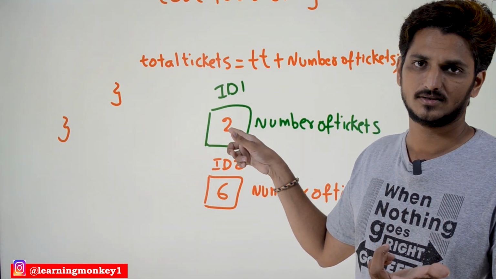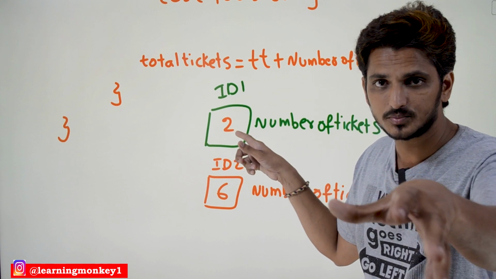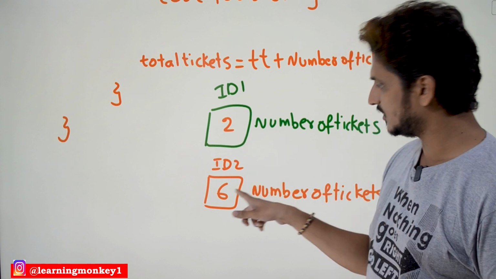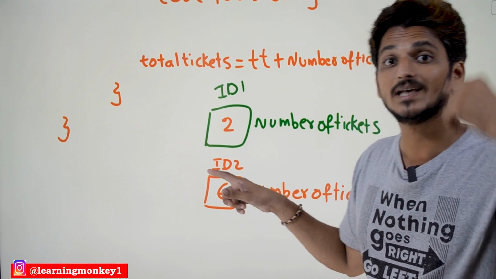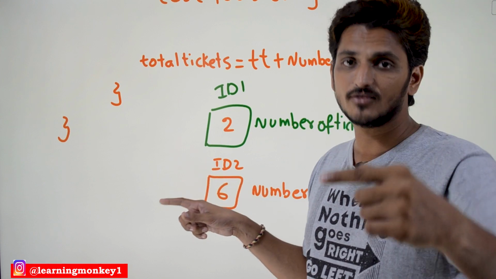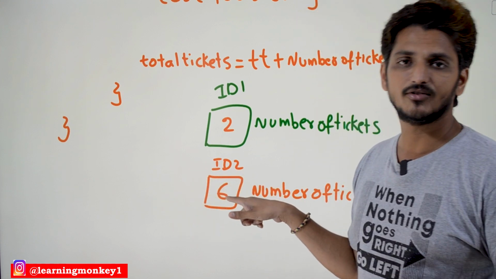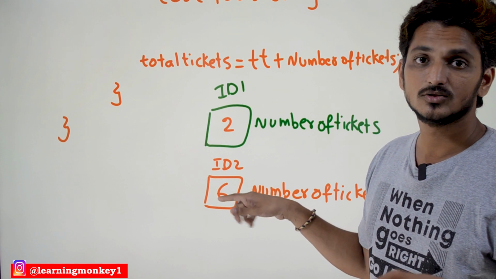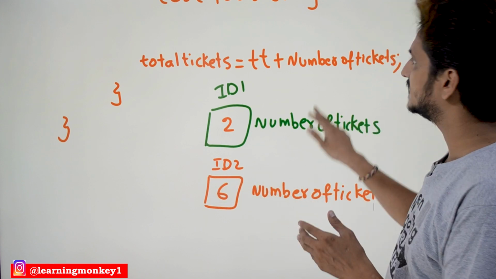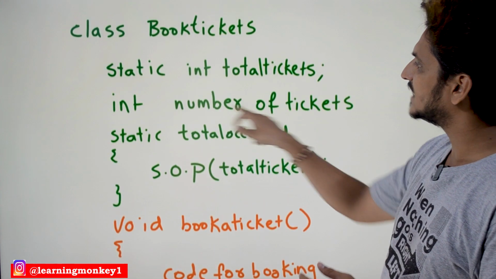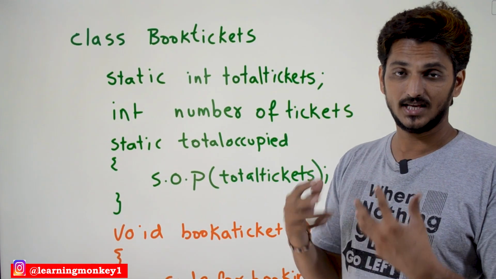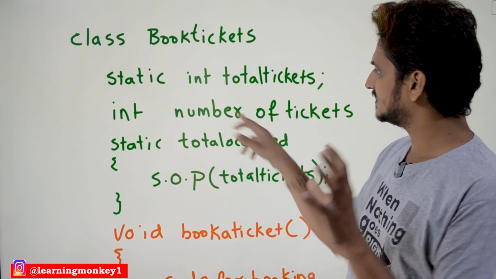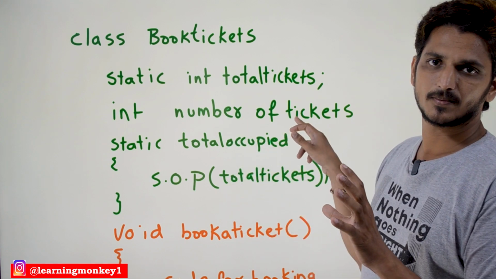2 tickets. If you log into the website, a separate space is assigned to you, which means a separate object has been created for you and that space is assigned to you. How many tickets are you going to buy? 6 tickets. So that is the reason numberOfTickets is given as an instance variable. For each login, we have to assign this number of tickets.